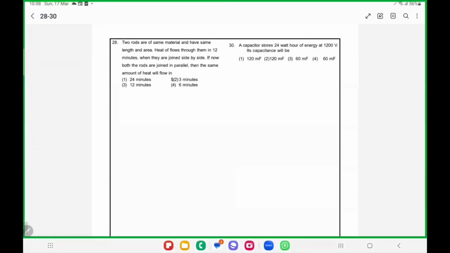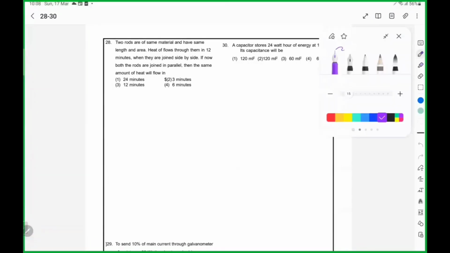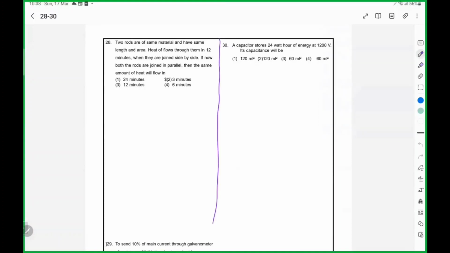The 2 rods of same material have same length and area. Heat flows through them in 12 minutes when they are connected side by side. Here, connected side by side means they are connected in series.